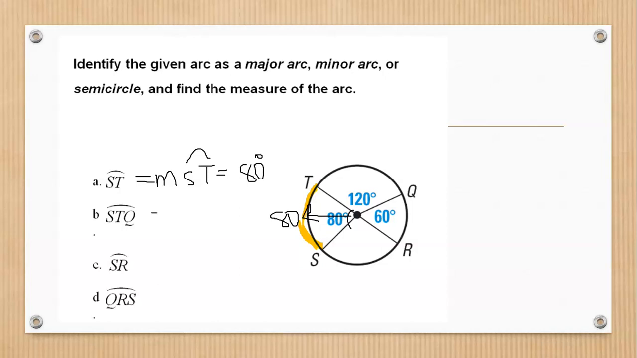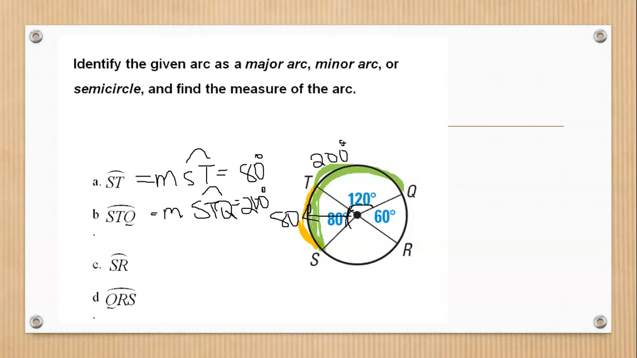Let's try B, the measure of STQ. Let's get another color here. We're talking about this big arc. And you can see we are going to have some angles to add up, right? Because it's going to total the 80 and the 120. So that entire angle is 200, which makes the entire arc 200. So the measure of STQ is 200 degrees. That is a major arc. It's bigger than 180.